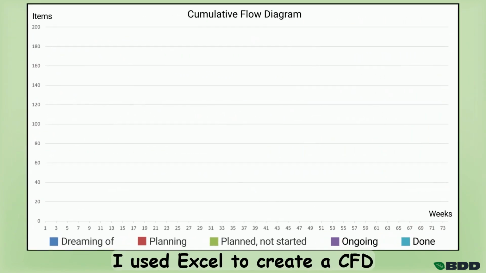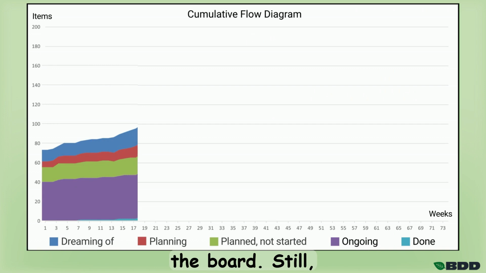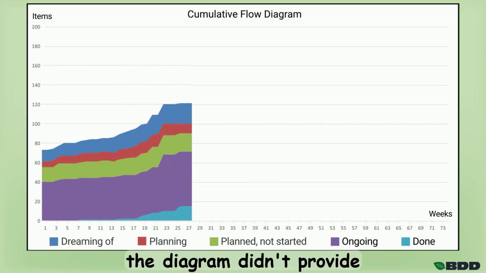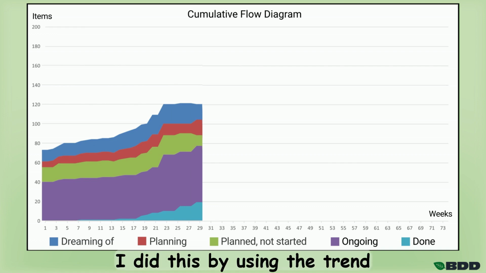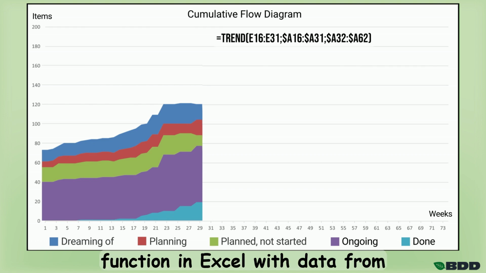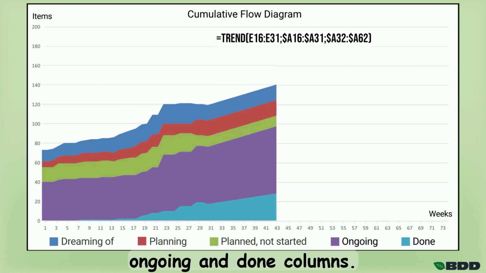Trying to help, I used Excel to create a CFD that could give us more information than just viewing the board. Still, the diagram didn't provide any valuable insights. To show something factual, I first had to identify the trend. I did this by using the trend function in Excel with data from the previous 15 weeks in the ongoing and done columns.